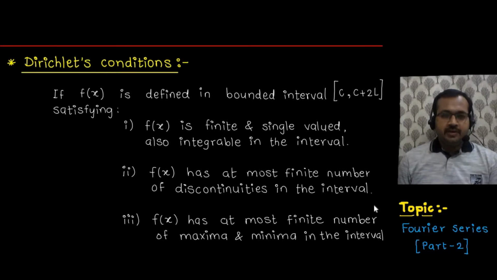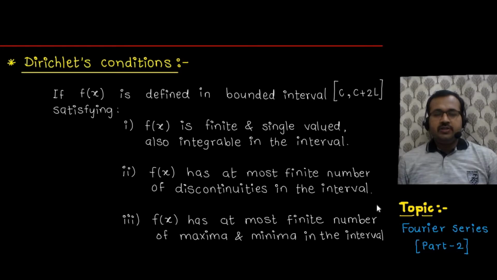If f of x is defined in a bounded interval, say c to c plus 2l, satisfying some conditions, which are: first, f of x is finite and single valued, and also it is integrable in the given bounded interval. Second condition is f of x must have a finite number of discontinuities in the interval. Remember, those discontinuities should not be infinite discontinuities. Third condition is f of x must have at most a finite number of maxima and minima in the given bounded interval.